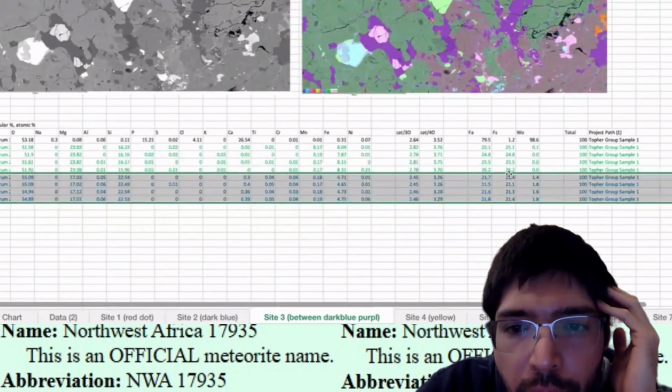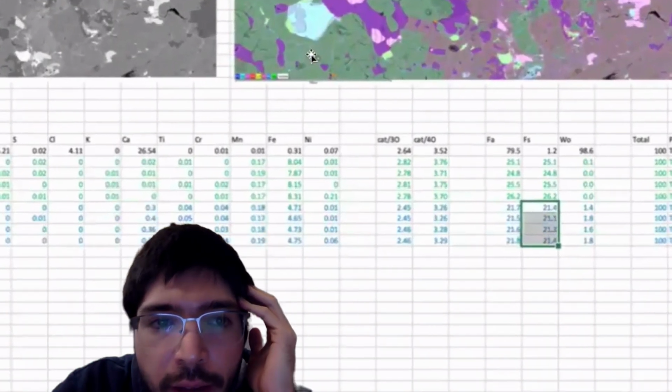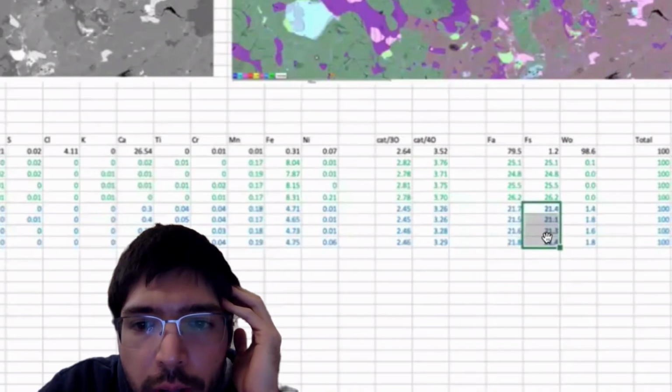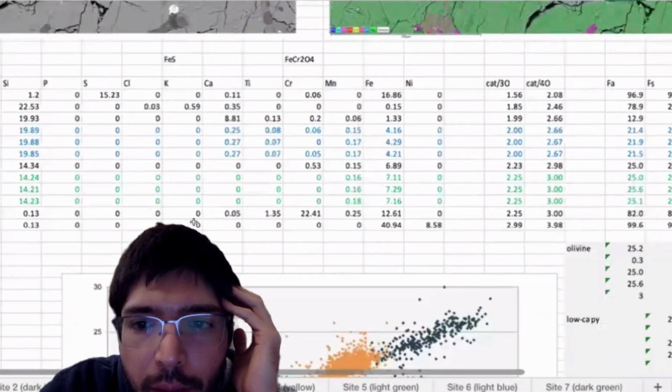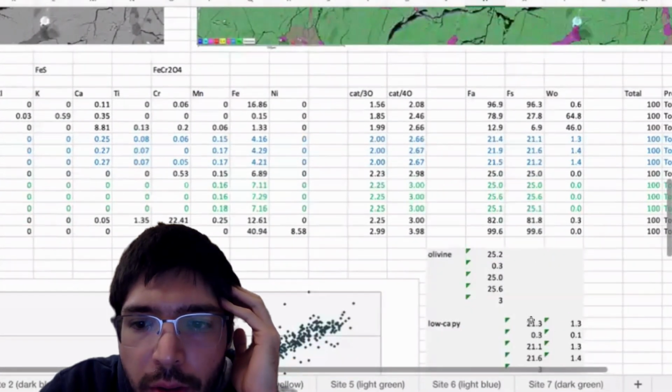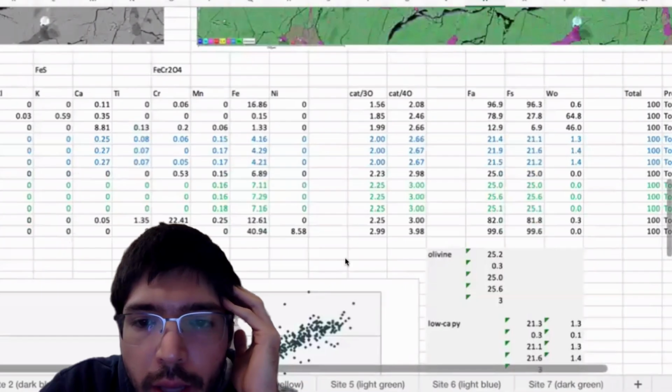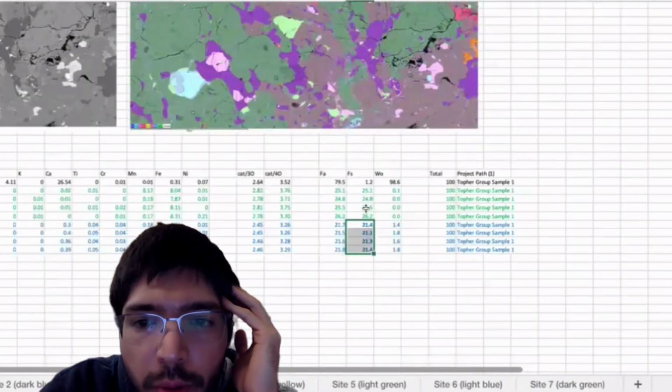But the key thing here is that the fayalite values are also overlapping or very similar to what we had from the first site right here. So you can see 21.3, 21.3, 21.4. So basically the compositions are very similar.